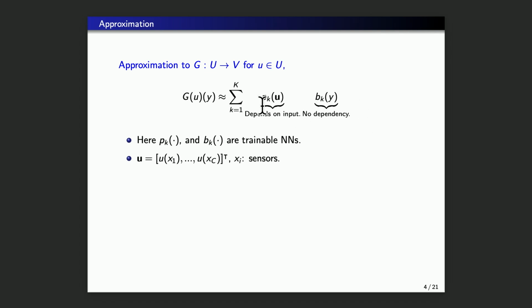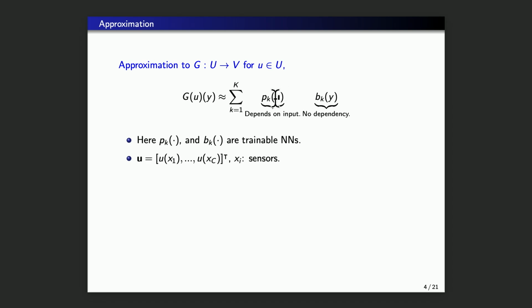So here, PK and BK both are learnable neural network structures. And here, BK actually can be regarded as a learnable basis. Okay, and then PK over here will encode the input function U and also the operator information. Okay, so this is a rough idea.